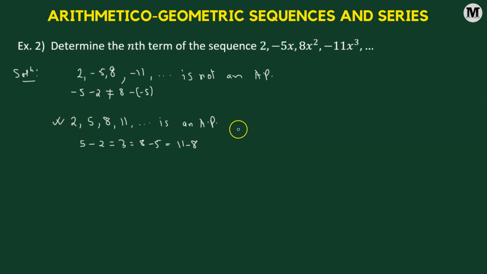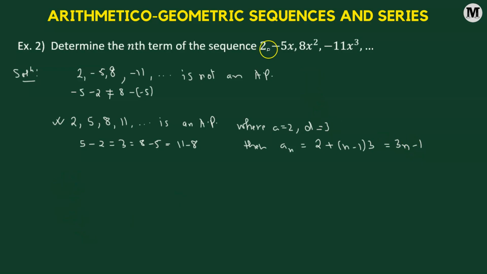Now that we have the arithmetic progression where the first term is 2 and the common difference is 3, we can define its nth term. The nth term of the arithmetic sequence is going to be the first term added to n minus 1 times the common difference 3. So this is going to give us 3n minus 1. That's going to be the nth term of the given arithmetic sequence.